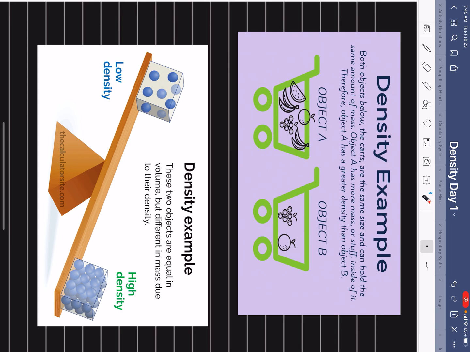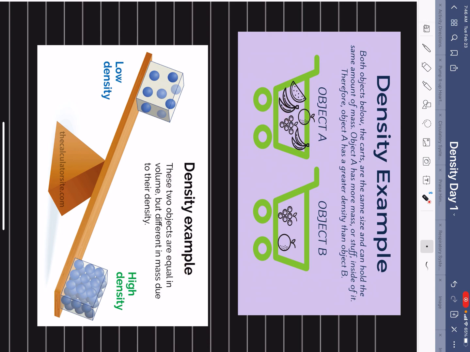Okay, here's another density example. Both objects below the carts are the same size and can hold the same amount of mass. Object A has more mass, or stuff, inside of it. So here's A, it's got more stuff inside of it, more mass. So mass equals stuff, okay? Therefore, object A has greater density than object B. So more stuff, more things, means that it has greater density.